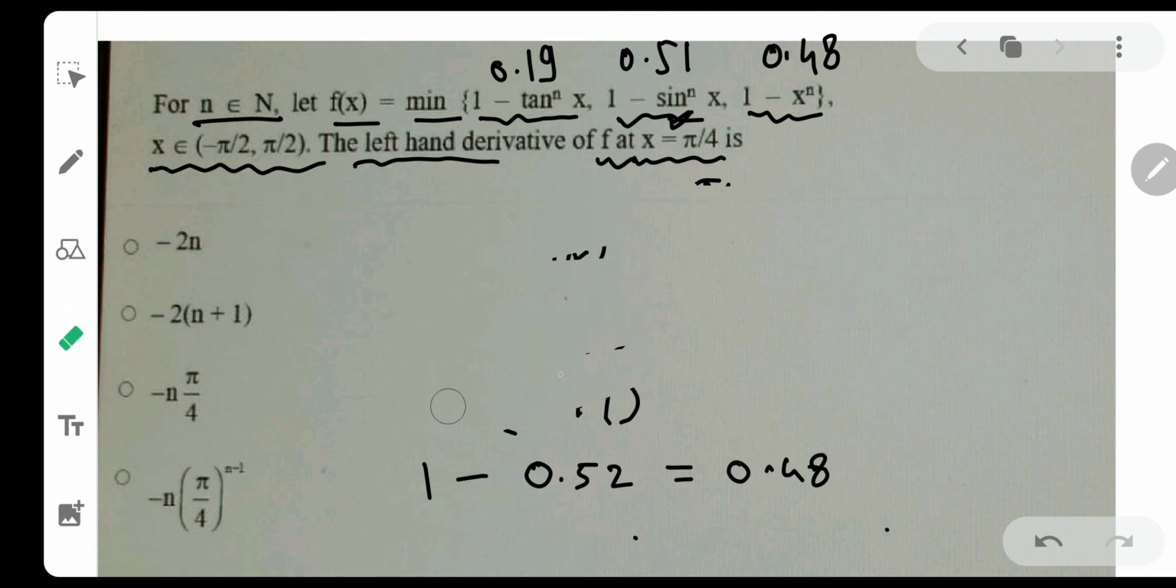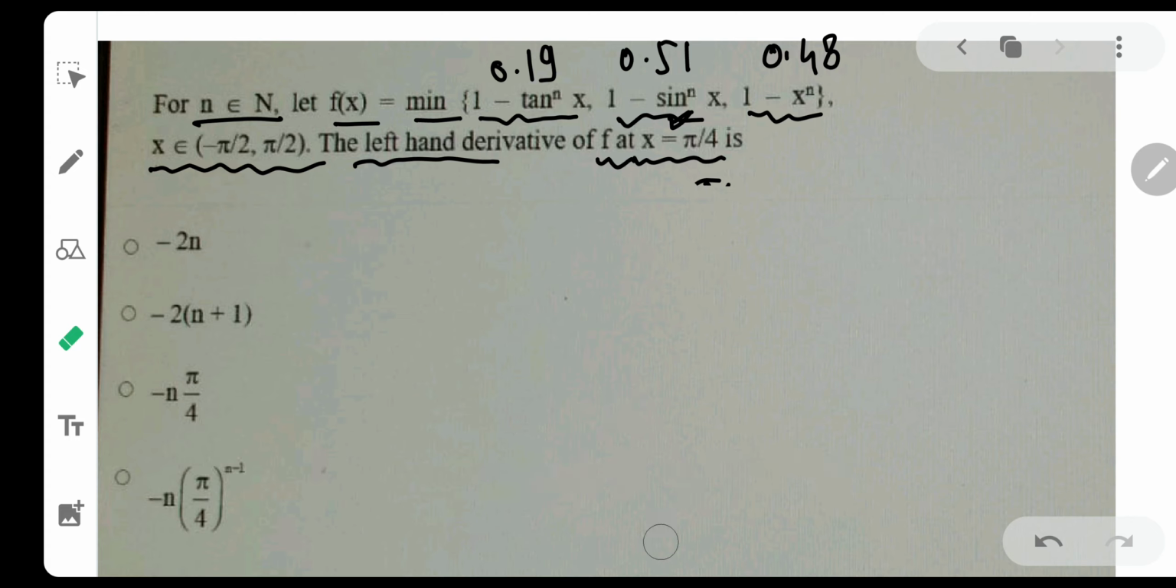See which value is minimum? The 1 minus tan raised to n x value is minimum. So that was a logical explanation for all of you. Now let me give you a mathematical and more precise explanation for the same.